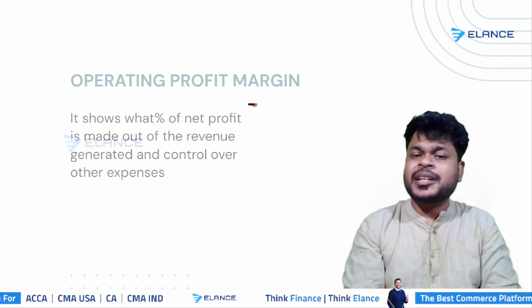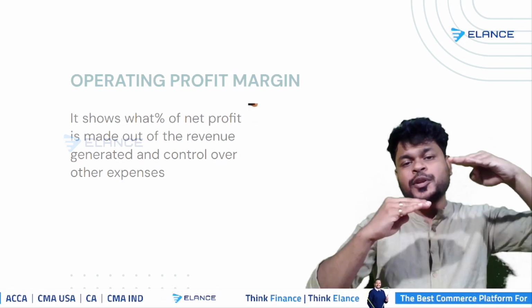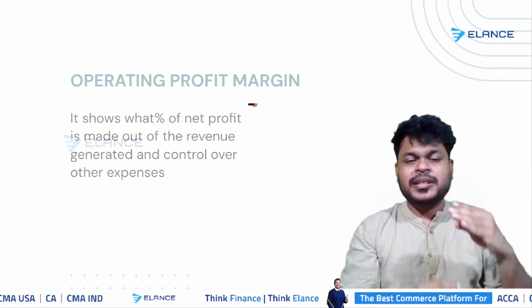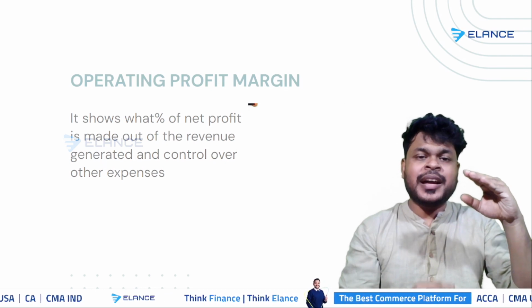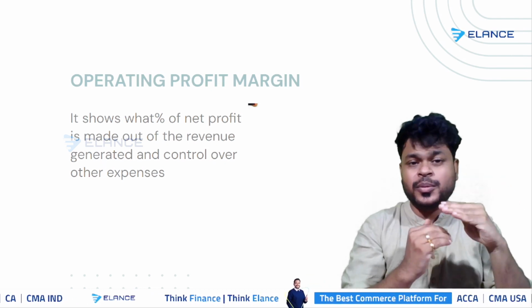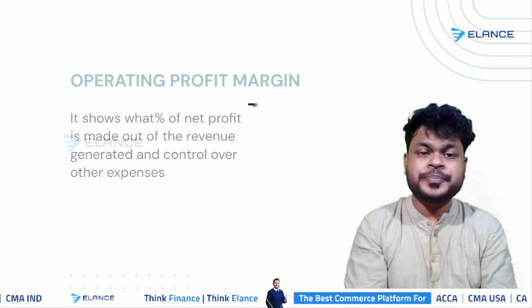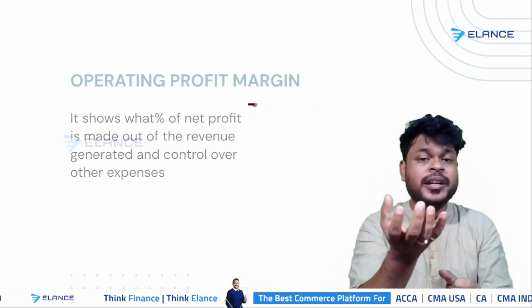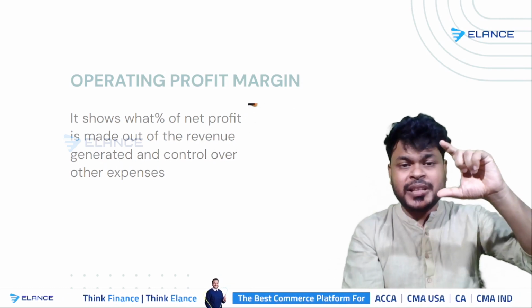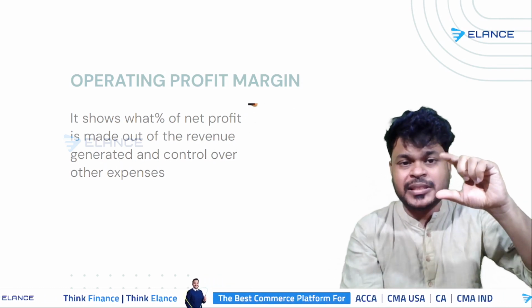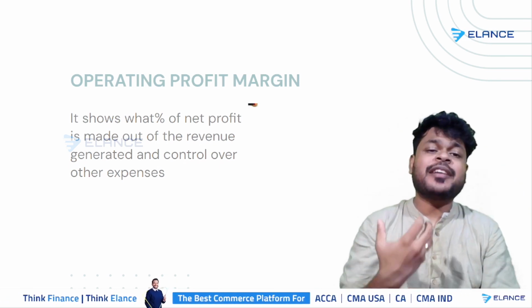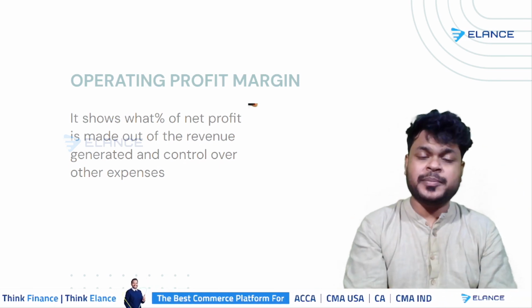So directly you can compare that, and then you have to look into the gap. If the gap between the gross profit ratio and net profit ratio is low, then we can say that the company has more control over its operating expenses, because if the gap is low, then the operating expenses are low. If the gap is high, then you have to say that we have less control over our operating expenses.